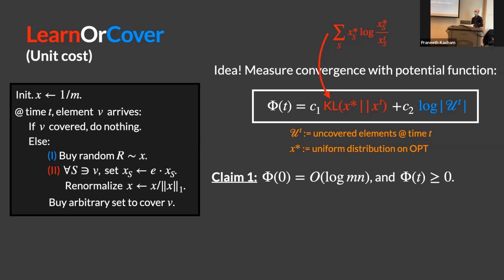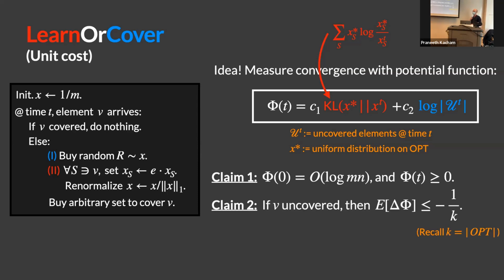That's step one. And then the interesting part of the proof is to say that this potential goes down in every step. Well, actually, it might not go down. In steps where V arrives covered, it's a no-op, so nothing changes. But condition on V arriving and being uncovered, and stuff happens. Once you condition on this, we can say that the potential decreases by 1/k in expectation, where recall that k is the size of opt.